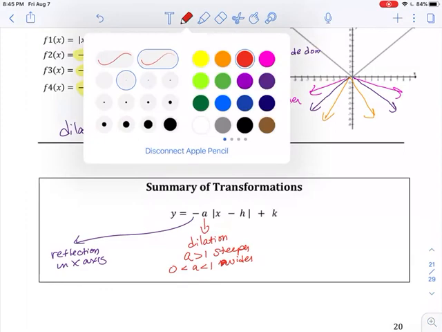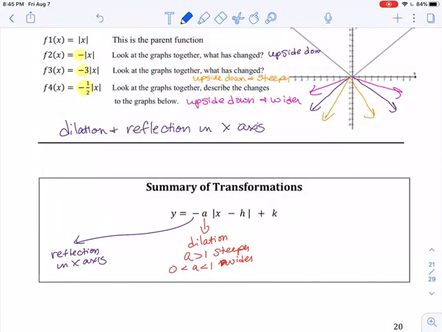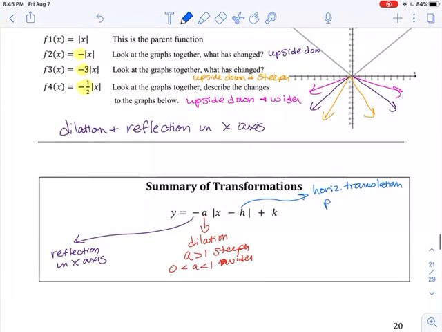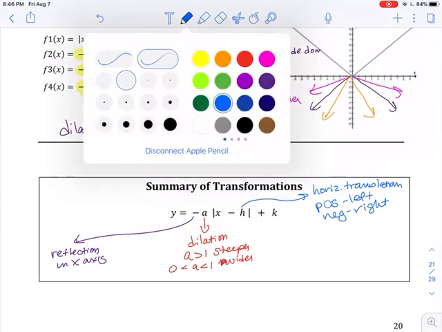All right. Let's see. When I subtracted by H, that was a horizontal translation, but it was backwards. Remember, I went left if it's positive. If it's positive, I go left. If it was negative, I went to the right. But it was a horizontal transformation.